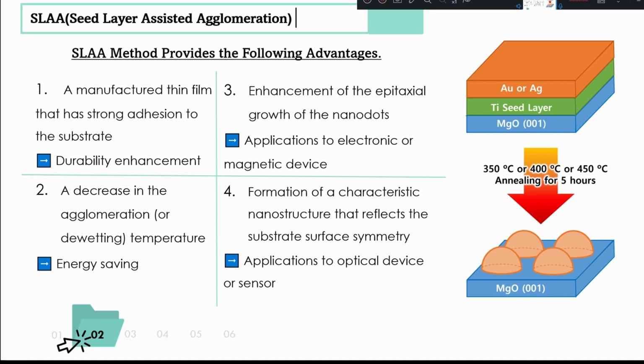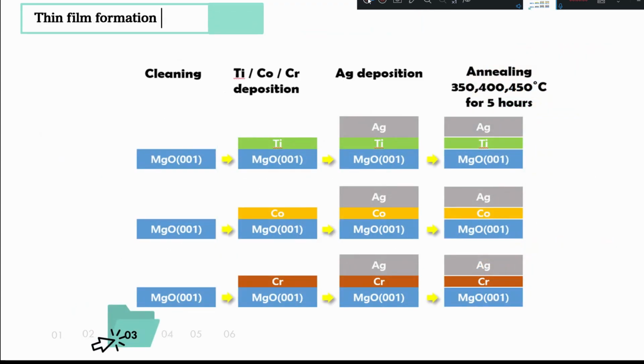The picture at the bottom right is a schematic of what we've done. We annealed the samples for 5 hours at 350 degrees Celsius, 400 degrees Celsius, and 450 degrees Celsius to form a dot structure. Thin film samples were fabricated in the order of the above figure.